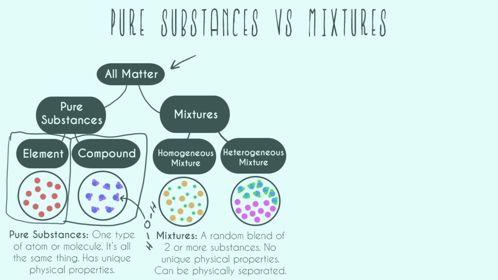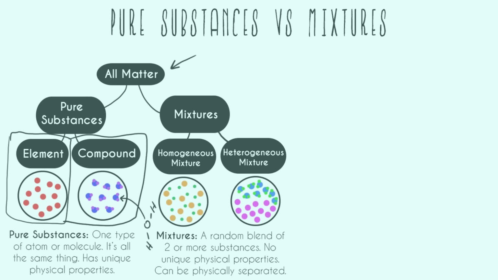Now to get into this definition: pure substances are one type of atom or molecule, it's all the same thing, and it has unique physical properties. Physical properties are things like what temperature they boil at, what temperature they freeze at, or their density. Your teacher may go over another list of physical properties that pure substances all have. Basically, it's a definition thing, where you can look up in a textbook and say, we know that water always boils at 100 degrees Celsius. That's just a fact about water.